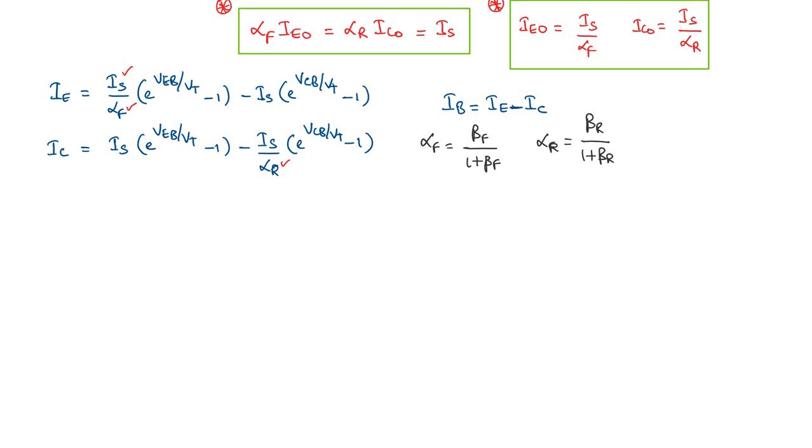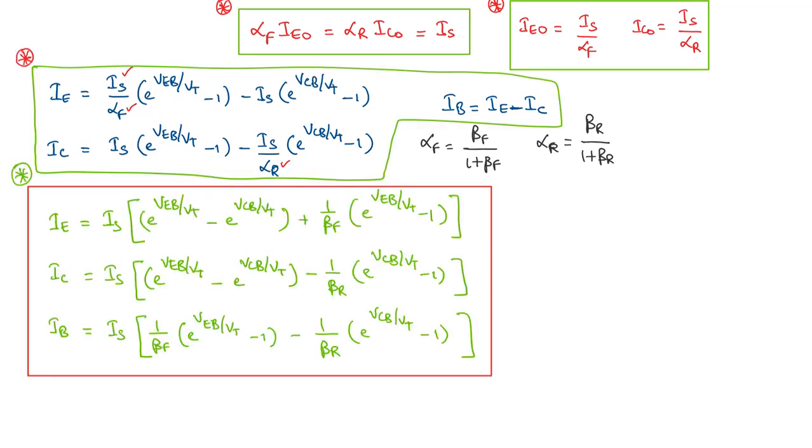So the equations would be these. These equations are in terms of IS, alpha F, alpha R and the potentials across the junctions. Whereas these equations are in terms of IS, beta F, beta R and the potentials across the junctions.